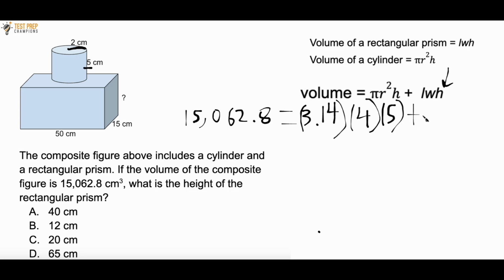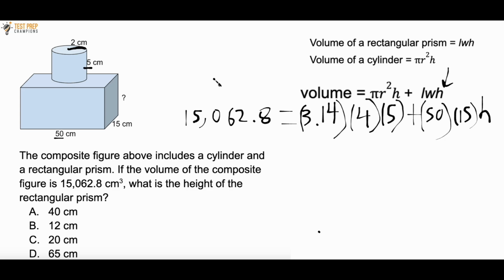Okay, so now let's add the volume of the rectangular prism. What do we know about the rectangular prism here? Well, we see that the length is 50, so I can put 50 here for L. And we see that the width is 15, so I can put a 15 in here for the width. But we don't know what h is. That's what we want to find, so I'm just going to leave this as h.